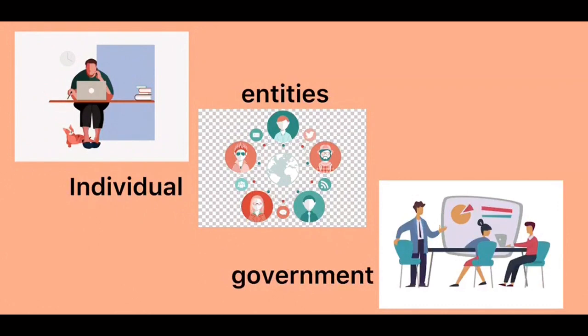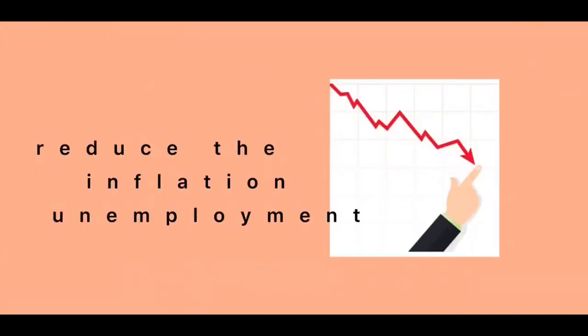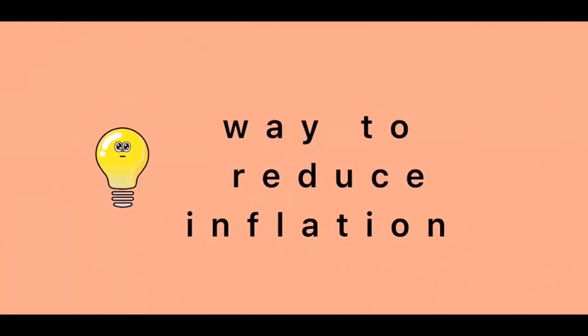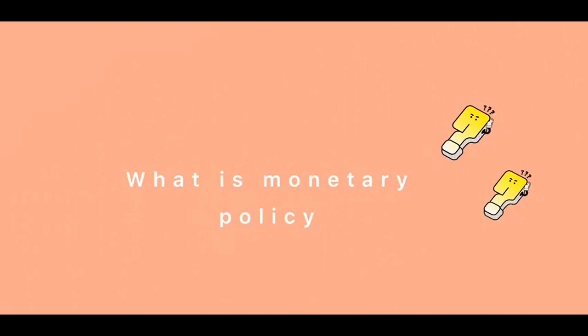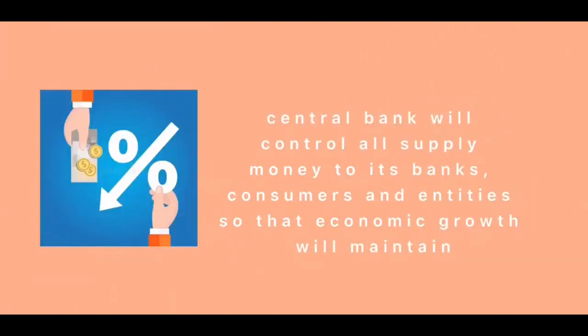There is no problem without a solution, right? All individual entities and even the government should have the initiative to reduce inflation and unemployment in the country. The best way to reduce inflation and unemployment is by monetary and fiscal policy. Do you guys know what monetary policy is? The simplest way to define this term is that the central bank will control all the money supply available to its banks, consumers and businesses so that economic growth in the country is maintained.